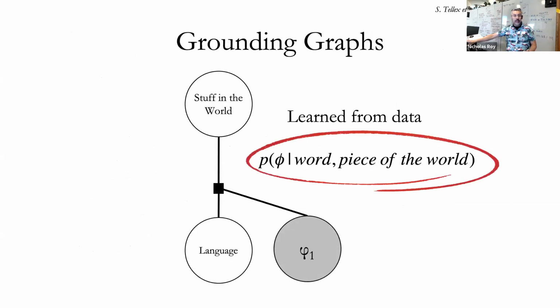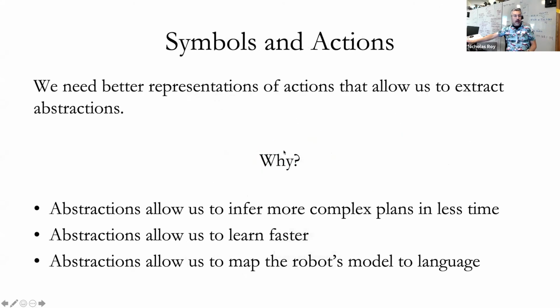And so what that really meant was that we need a representation of actions that allow us to extract abstractions. And this raises the question of what are good abstract representations of actions that allow us to extract abstractions and then do things like learn the mapping from language to those actions. Those abstractions are not just for language, however, they also allow us to infer more complex plans in less time, and they also allow us to learn faster. So the rest of this talk is basically going to be about learning abstractions of actions that we might use for language grounding, but we also might just use for learning how to do different tasks.